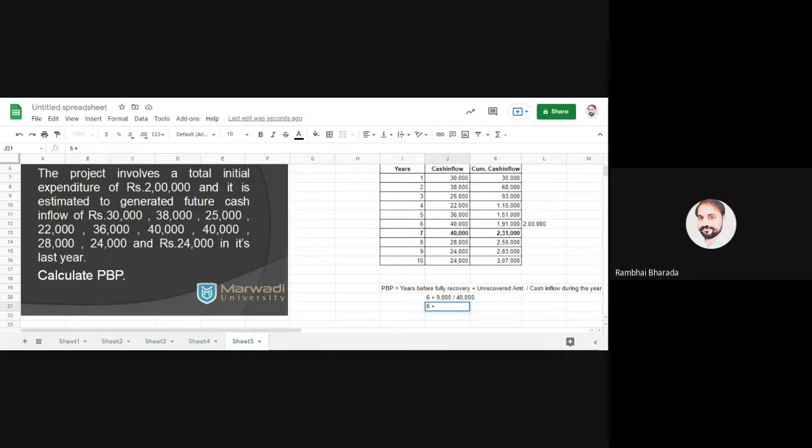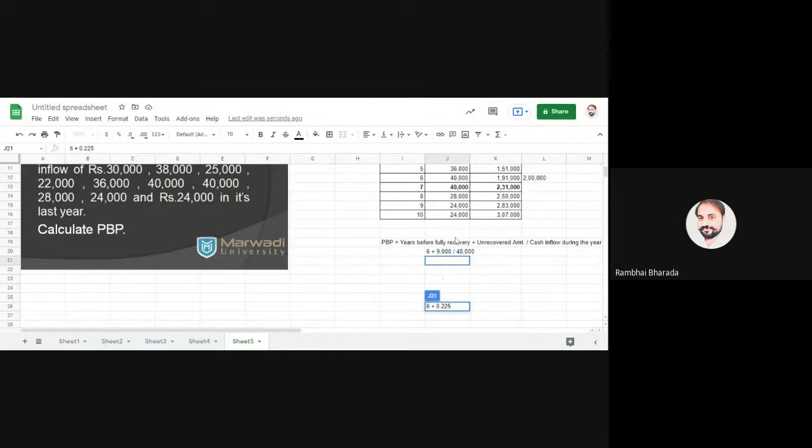9 upon 40. You will get 0.225 if I am not making any mistake. So the final answer will be 6.225 years. Are we clear, everyone? If I ask the same question, you should be able to do the solution in 8 marks. Okay, we will ask all these practical questions in 8 marks only.